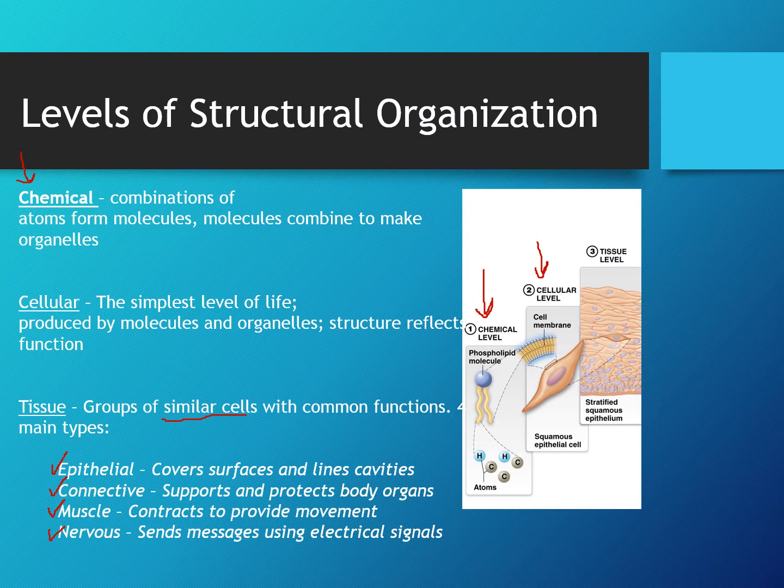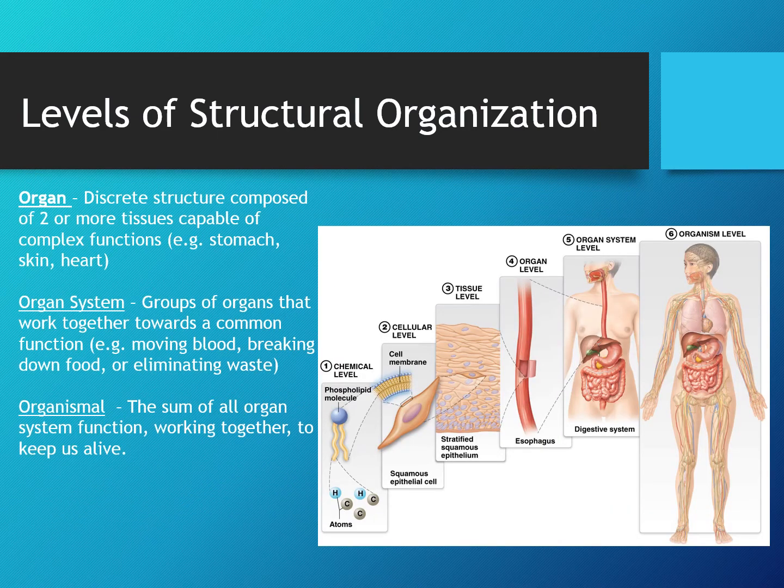You'll want to know the structures and functions and characteristics of these tissues, but we'll go over them in more detail in Chapter 4. Your next level of organization is going to be the organ. Organs are discrete structures composed of two or more tissues that are capable of complex functions. Some examples of organs in the human body would be the stomach, the skin, the heart, the liver, the kidneys, the brain.